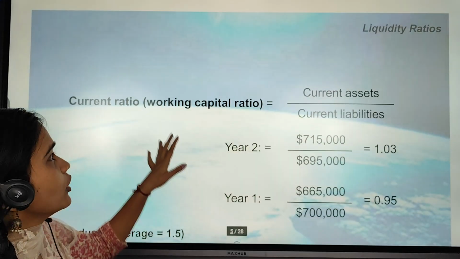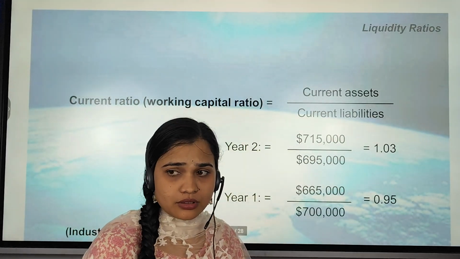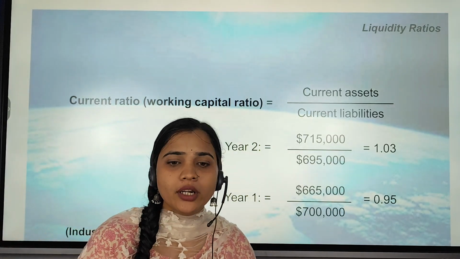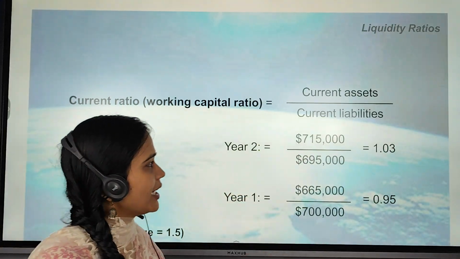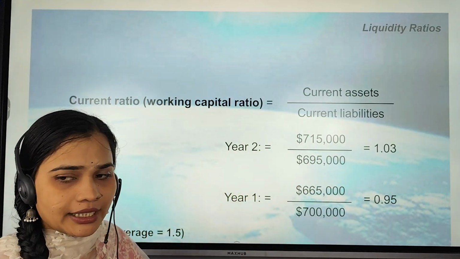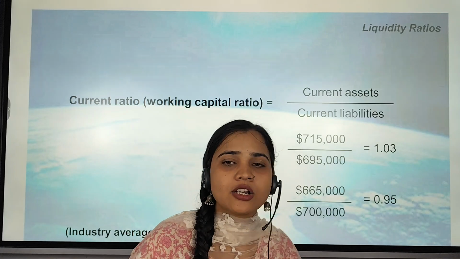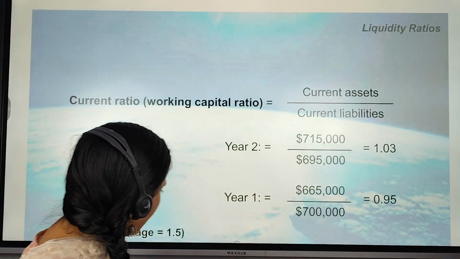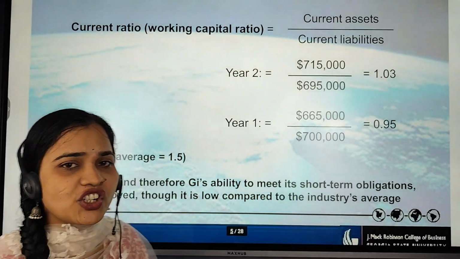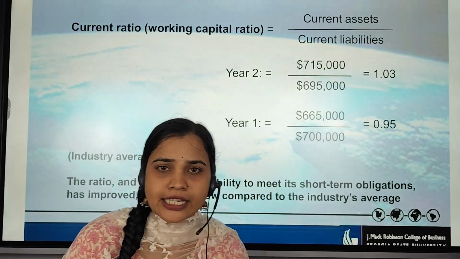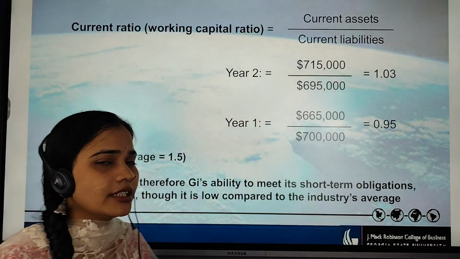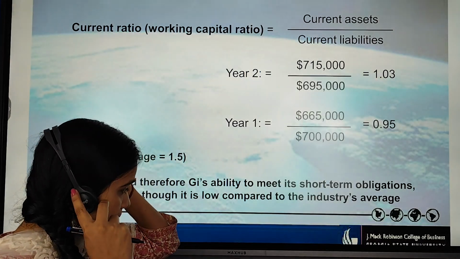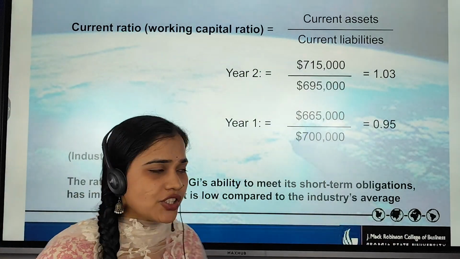Here we need to calculate the current ratio. The formula for that is current assets upon current liabilities. For year 2, 7,15,000 upon 6,95,000, the ratio for that particular year is 1.03, and for year 1 it is 0.95. The industry average, which we generally consider an ideal ratio, is 1.5. So this ratio indicates that General Insurance's ability to meet its short-term obligations has improved, but is low compared to the industry average ratio.